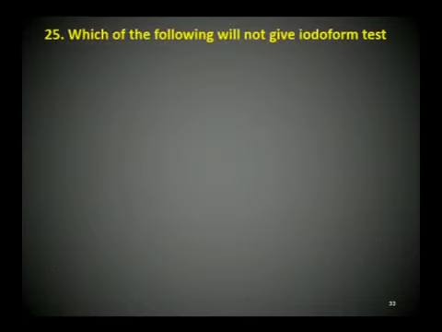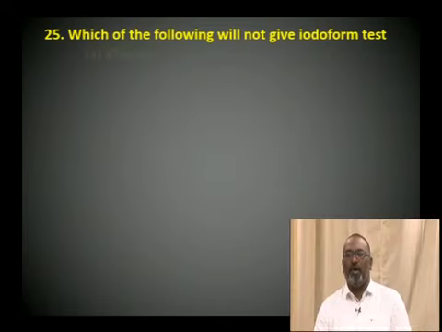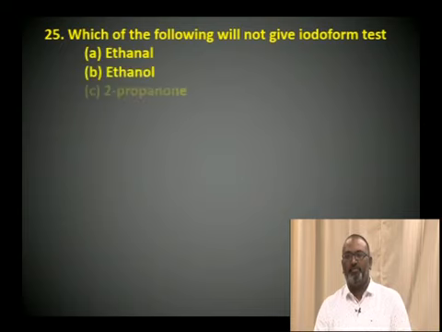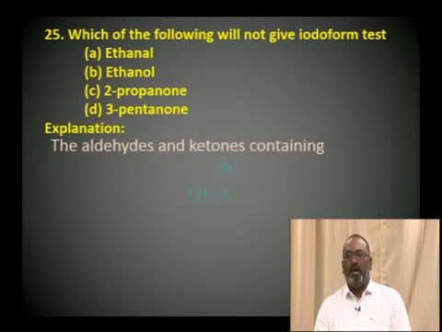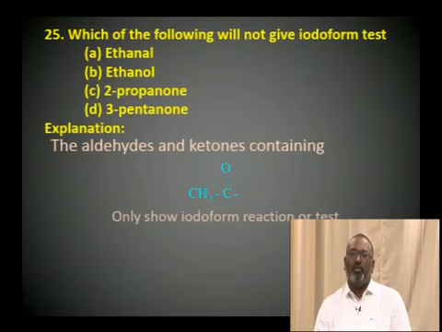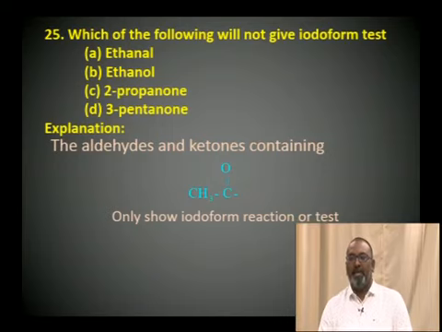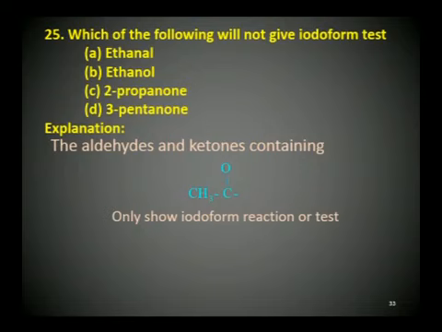Question number 25. Which of the following will not give iodoform test? Ethanol, 2-propanone, 3-pentanone. The aldehydes and ketones containing CH3CO group only show iodoform reaction. The aldehydes and ketones which have CH3CO group will show iodoform reaction. If the compounds do not have CH3CO group, they will not show iodoform reaction.